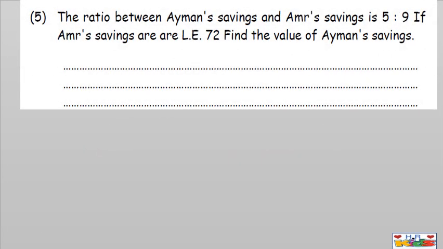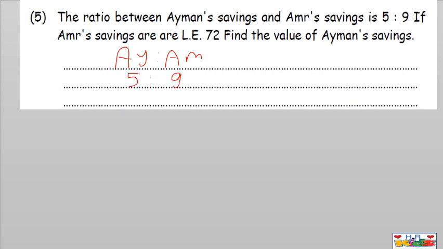Let's go to question number 5. The ratio between Ayman's saving and Amr's saving is 5 to 9. If Amr's savings are 72, find the value of Ayman's. First, write the names: Ayman and Amr. And write the numbers 5 to 9.